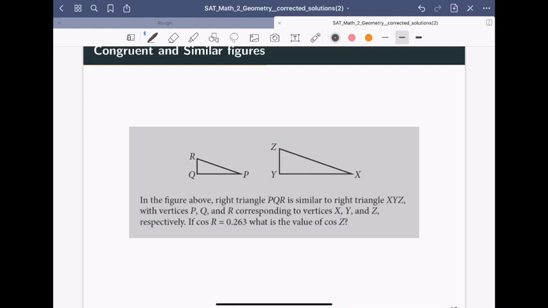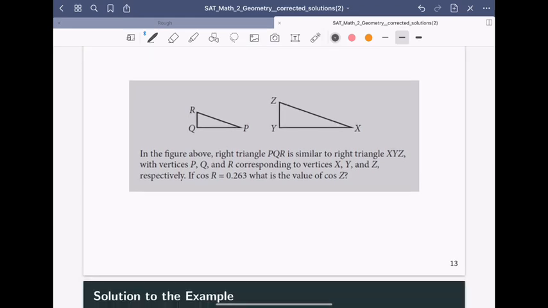In the figure above, the right angle triangle PQR is similar to the right angle triangle XYZ with vertices PQR corresponding to vertices XYZ. So they've told you that the triangles are similar, which essentially makes it really easier. If cosine R is 0.263, what is the value of cosine Z? Cosine R, which means the cos of this angle, is just the base upon the hypotenuse, which is QR over RP. This is by the definition of cosine.